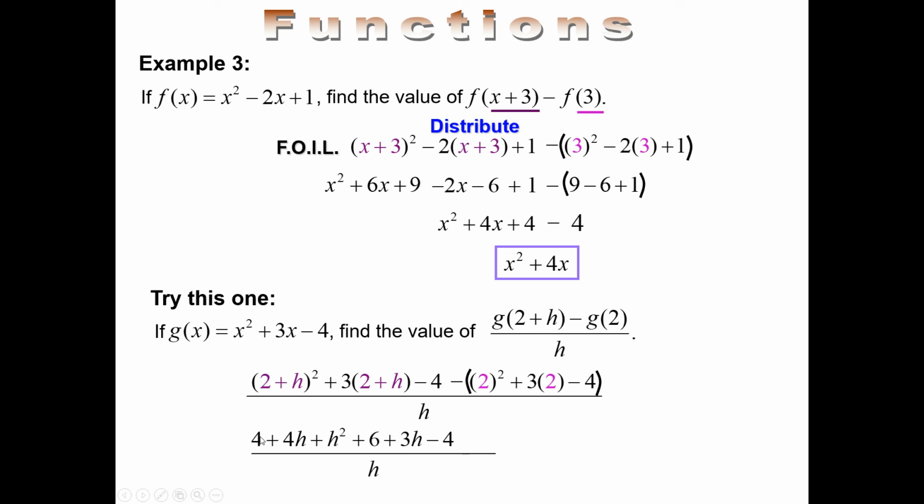Okay, so we expand this out. And then I just do minus whatever this is. So 4 plus 6 is 10, minus 4 is 6. So there should be a minus 6 here. Okay, let's simplify more. Let's combine like terms. So it looks like these 4's will cancel. These 6's will cancel. And then we've got 3h and 4h is 7h.